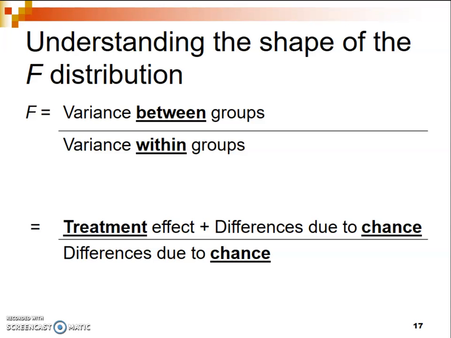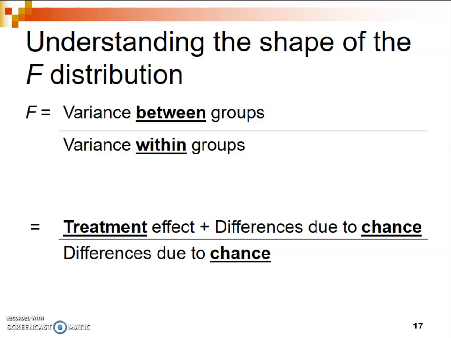Another way to word that would be the variability between groups is composed of both the treatment effect and those differences due to chance. Again, our measure of the variability within groups is our measurement of how much difference we should expect just due to chance alone. The main reason I bring this up is because it helps us to understand what the F distribution ultimately looks like. So if we think about this in terms of the null hypothesis, the null hypothesis is always going to say that there's no effect of our treatment.